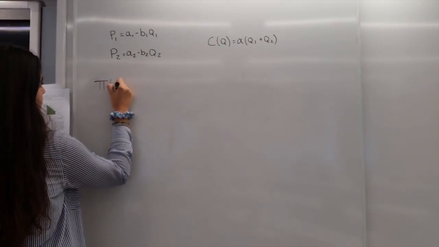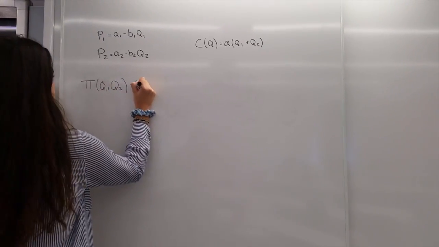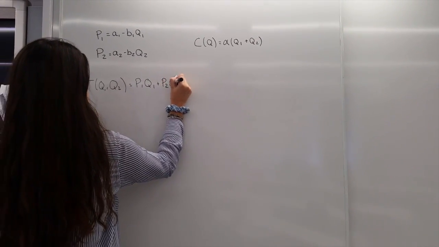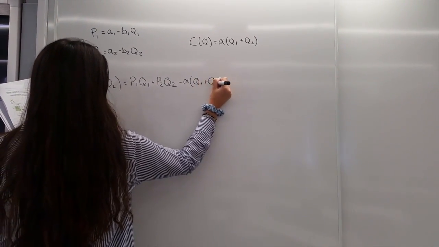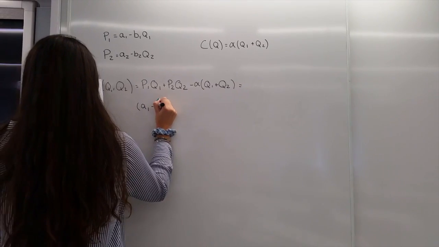This is how the total profit function would look like in terms of Q1 and Q2. Q1 and Q2 would be the quantities, P1 and P2 prices, A, B, and alpha would be constants.